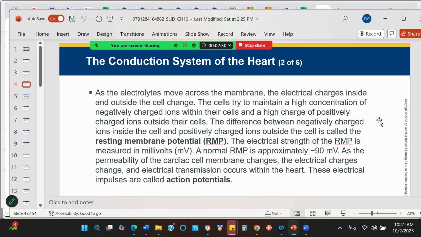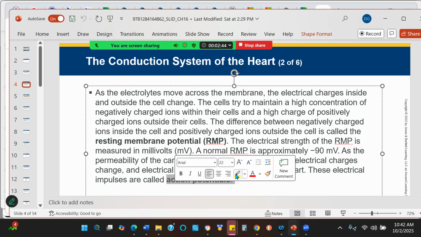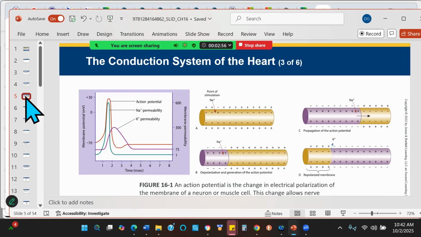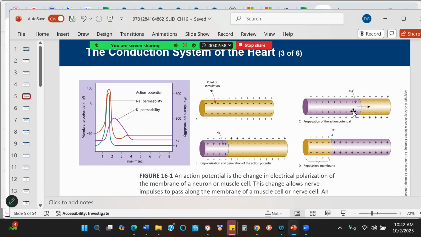There's a thing called a resting membrane potential. That's the electrical level of the cells. And there are impulses called action potentials that actually cause the heart to beat because they cause the muscles to contract. That's really what this is about, getting the heart muscles to contract and to produce a pulse, a blood flow. And this is a look at how that all happens.